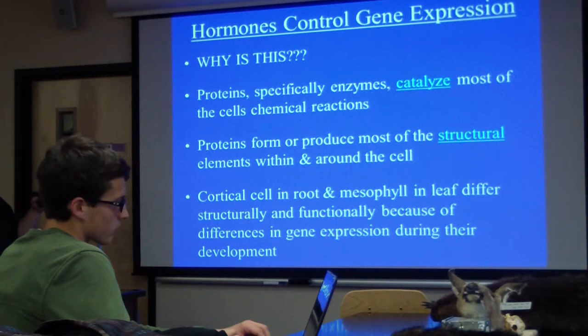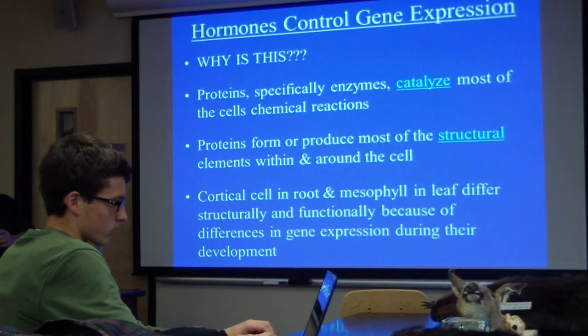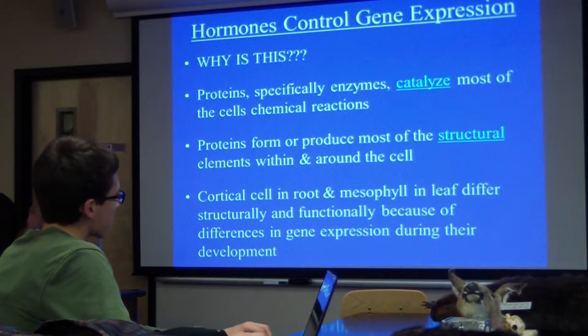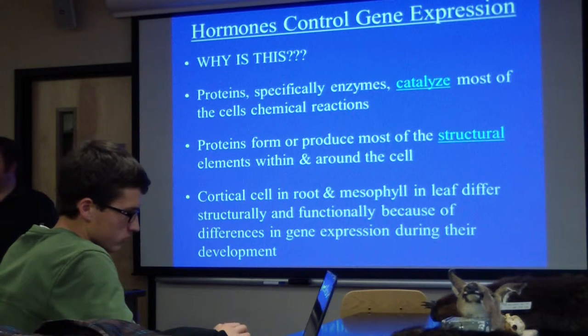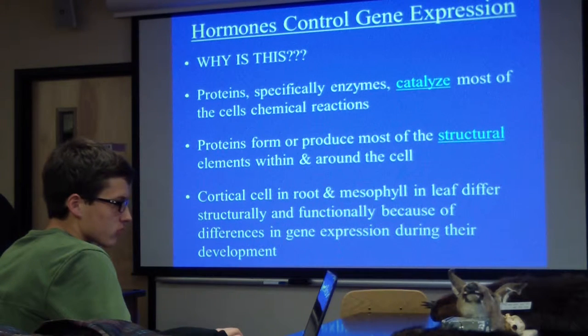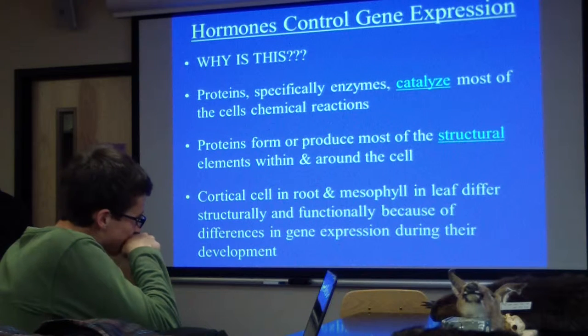Or producing most of the structural elements within and around cells. So enzymes specifically, and proteins in general, are hugely important to both the structure and the function of a given cell. So if a certain cell is transcribing only certain genes and not others, that's going to dictate not only what it's made of and how it's built structurally, but what it can do functionally, what it can do biochemically.